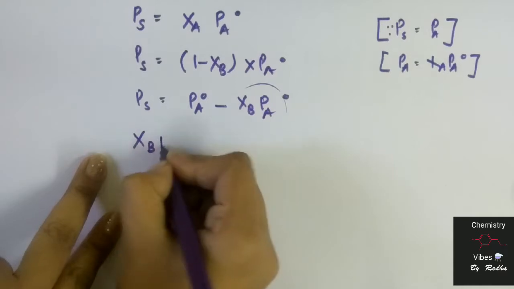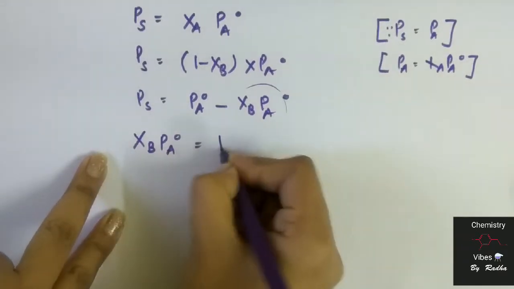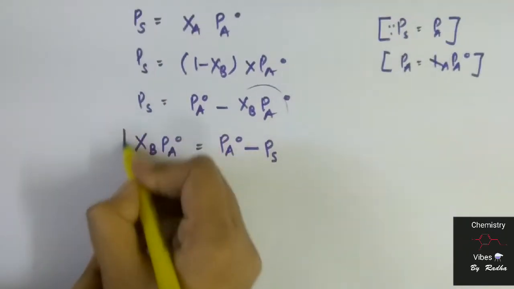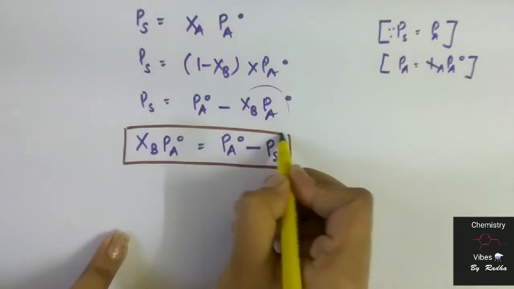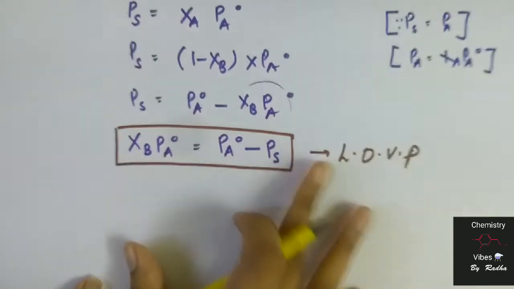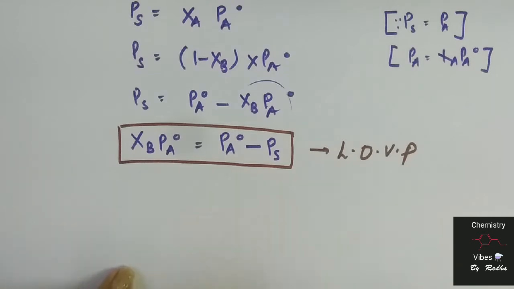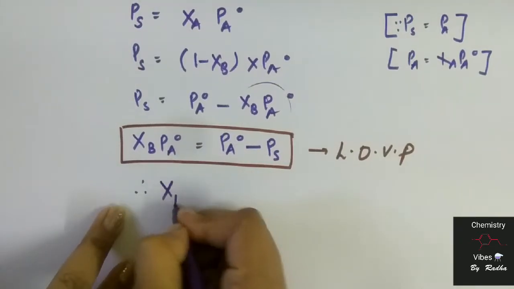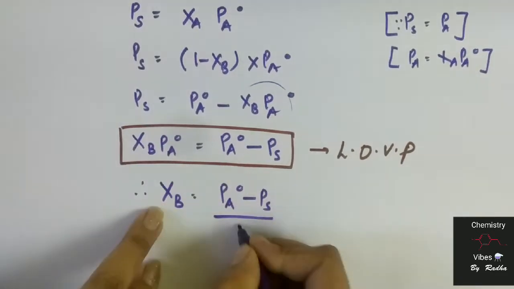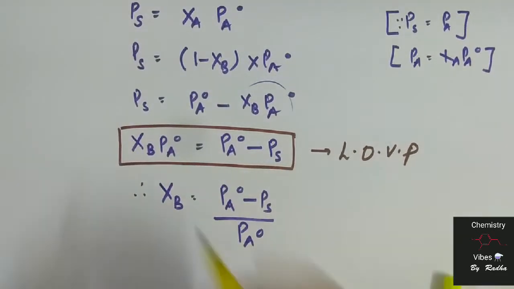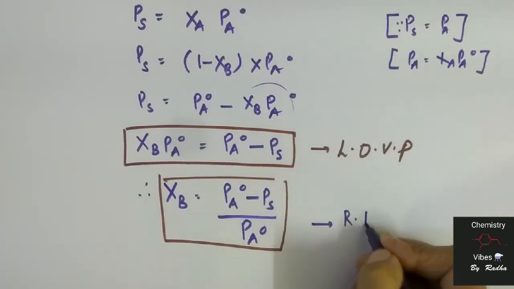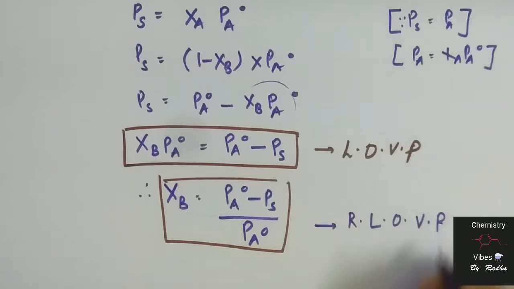Now get this on the right hand side. So XB into PA naught becomes equal to PA naught minus PS. This is nothing but the lowering of vapor pressure. Therefore, XB is equal to PA naught minus PS upon PA naught; just put PA naught in the denominator. Did you get this? This is nothing but the relative lowering of vapor pressure.